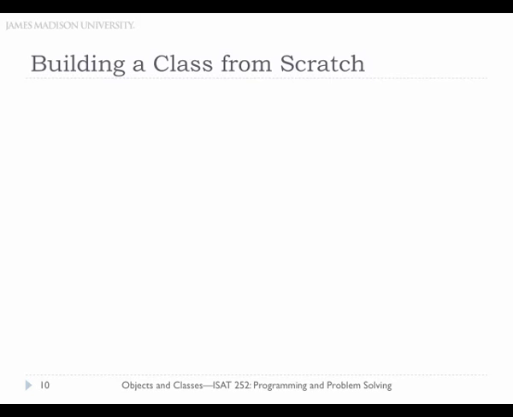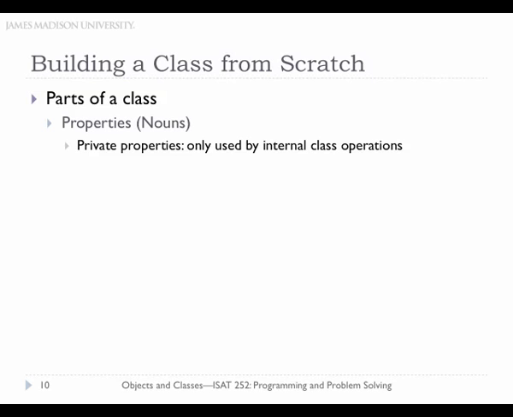Okay, so how do you build a class from scratch? Let's start out by looking at the parts of a class. As I said before, a class has two basic elements: properties, which are the nouns. These are the things that a class has. Properties have multiple types. There are private properties. Private properties are used only by the internal class operations, and so they're not available to other parts of your program outside of the class. You have protected properties, which are kind of like private properties, but child classes, classes that extend the class that you're building, can have access to them.